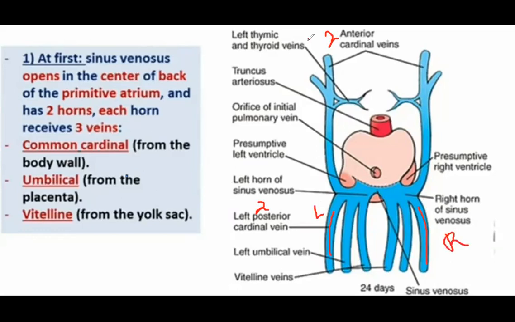Here also we have left and right. In the middle, you can see the umbilical vein. So I'm writing a U over here. This is an umbilical vein. A left one and a right umbilical vein. And the most medial one is the vitelline veins. Okay, so these are the vitelline veins.